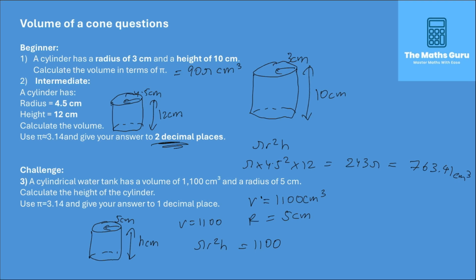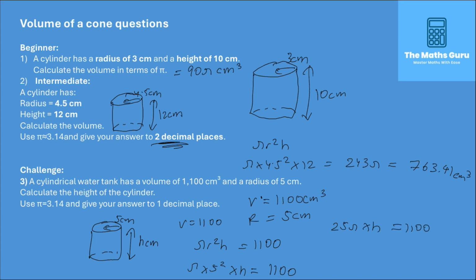So if you think about our formula as a representation of the volume, and 1100 is the volume, we know that for some values for radius and some values for height, pi r squared h is going to be equal to 1100. So we can use this and plug in the values that we know. So pi times by 5 squared times by h is equal to 1100. So that means 25 pi times by h is equal to 1100.